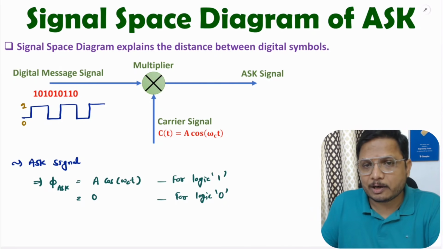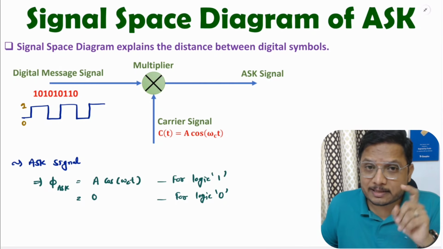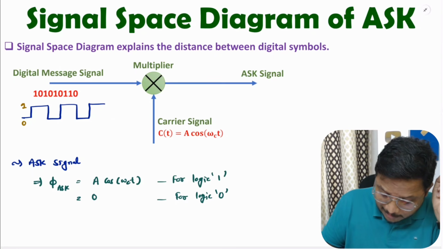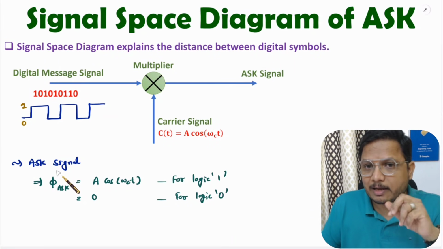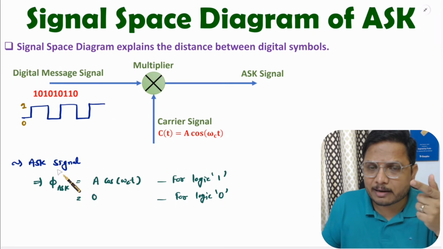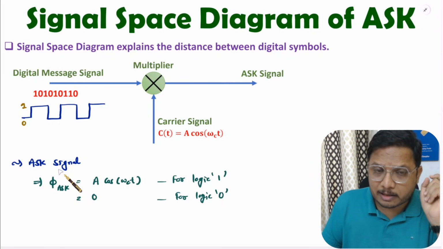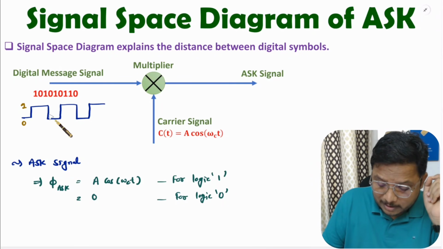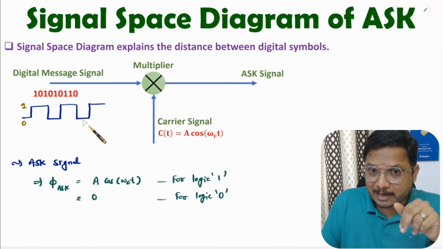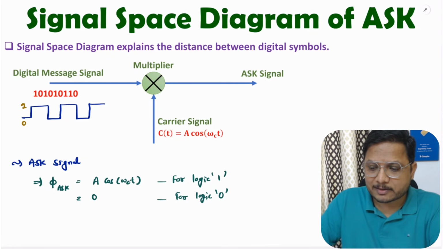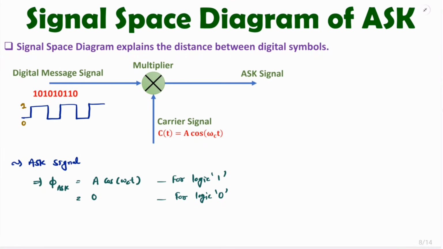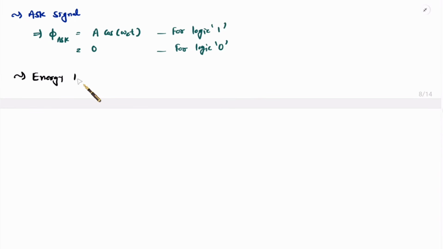So first of all, I'll calculate energy of this ASK signal. After that, I will calculate power of ASK signal. And based on energy and power, I will explain calculation of logic 1 and logic 0. After that, I will explain how to have signal space diagram, right? So let us identify energy of ASK signal.